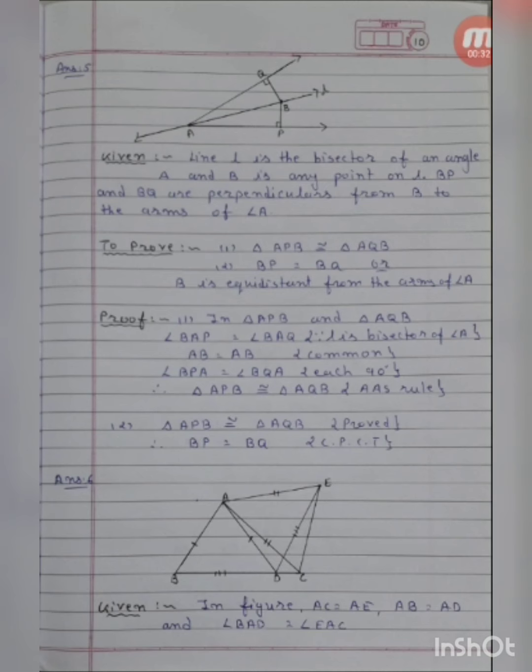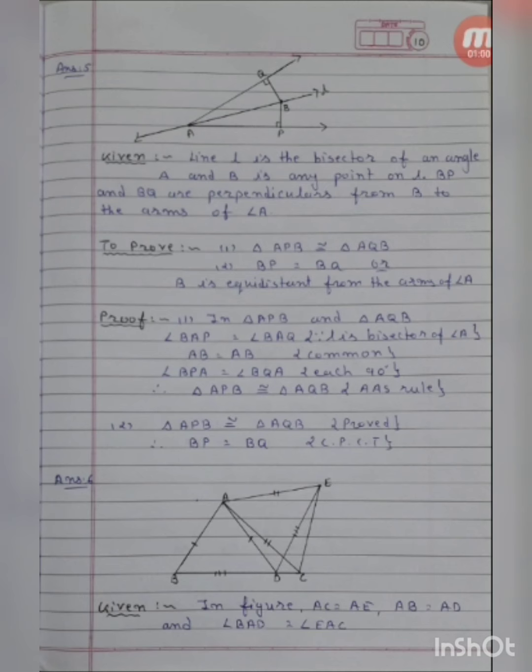Given line L is the bisector of angle A and B is any point on L. BP and BQ are perpendiculars from B to the arms of angle A. To prove, first, triangle APB congruent to triangle AQB. Second, BP is equal to BQ or B is equidistant from the arms of angle A.